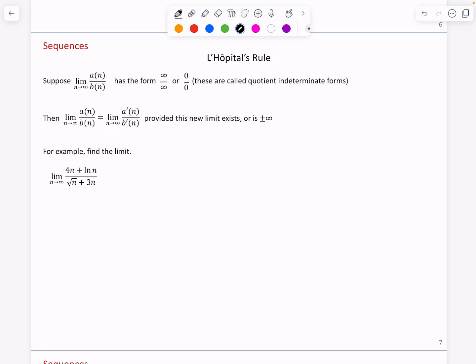This page is a refresher of a principle known as L'Hopital's rule that was learned in a Calculus 1 course. It says that if the limit, as n approaches infinity, of a fraction of sequences has the form infinity over infinity or 0 over 0, and these are called quotient indeterminate forms, then this limit that we're after can be found by doing the same limit as n goes to infinity of a fraction of sequences which are found by differentiating the sequences a and b, provided this new limit exists or is plus or minus infinity. For example, find the limit below.